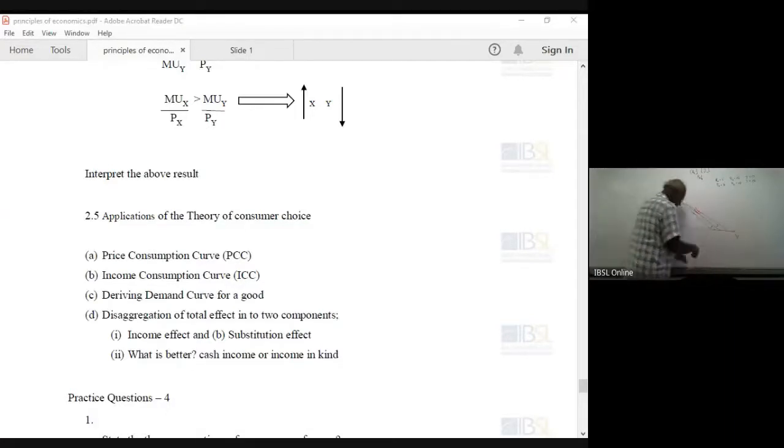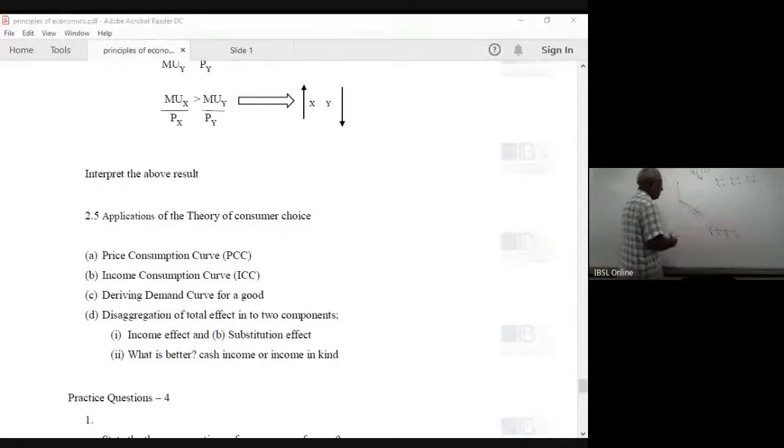Initial budget line V1 is this. Price of X decreases, now the budget line rotates. Second budget line, price of X decreases. Third budget line V3. Price of Y constant, income constant. Now the budget line rotates, then your affordable bundles increase. Now you can attain a higher indifference curve.